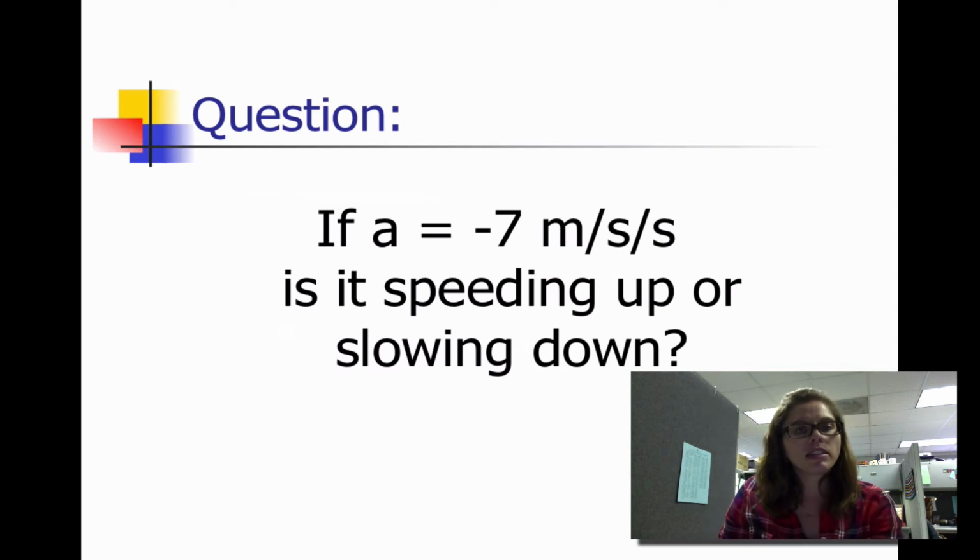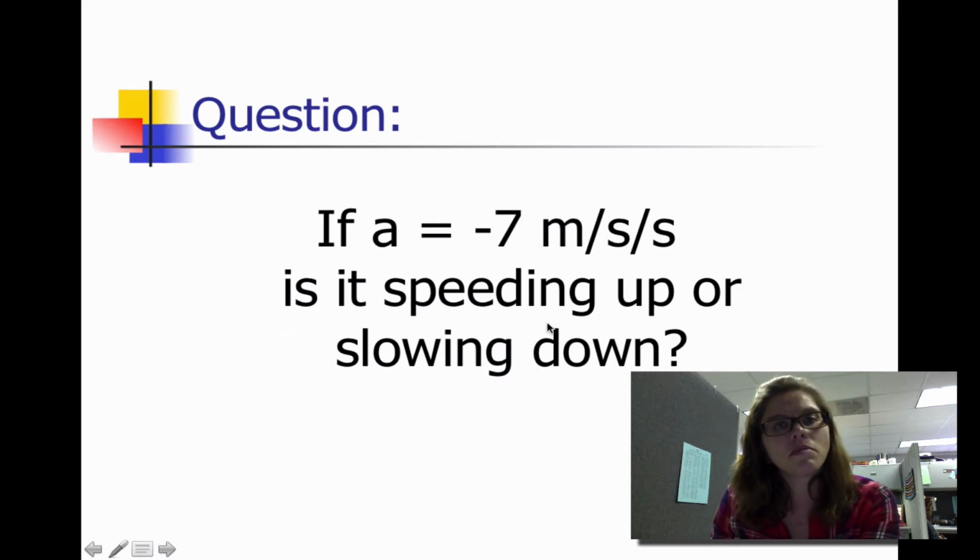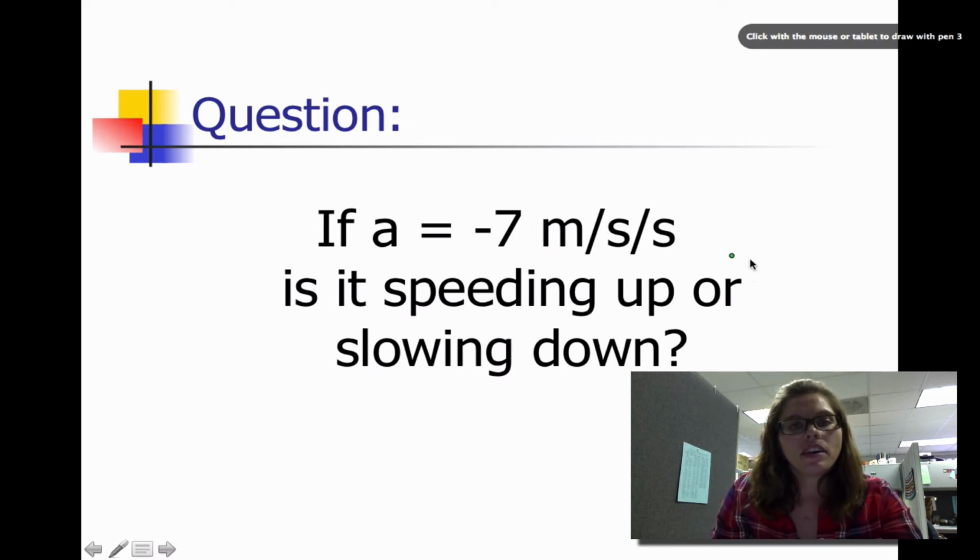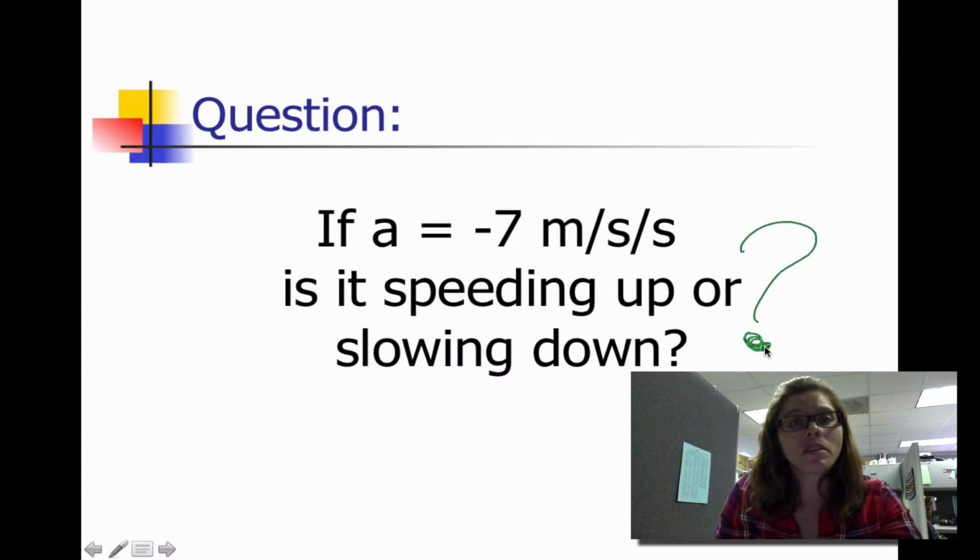Okay, so here's a question. If acceleration is equal to -7 meters per second squared, is it speeding up or slowing down? Take a moment, answer the question, and return back. All right, so I hope you said, we don't know. We can't tell. We need some more information.